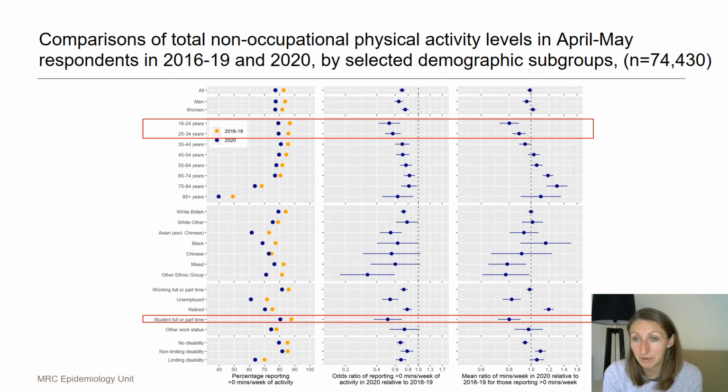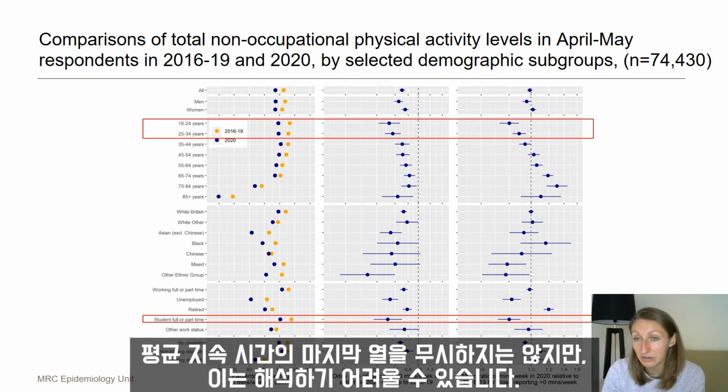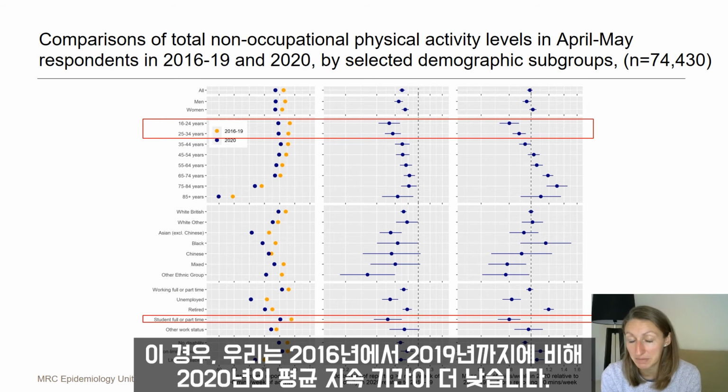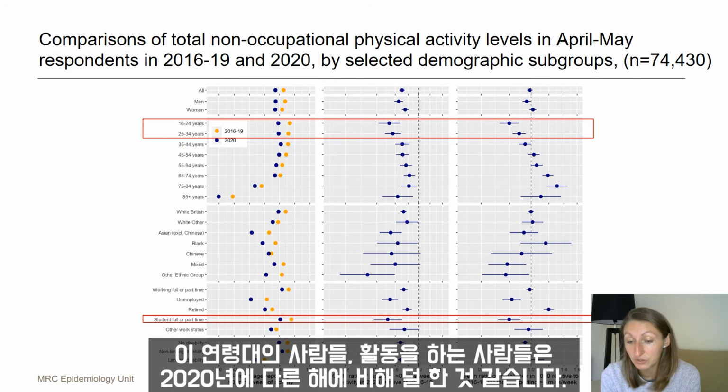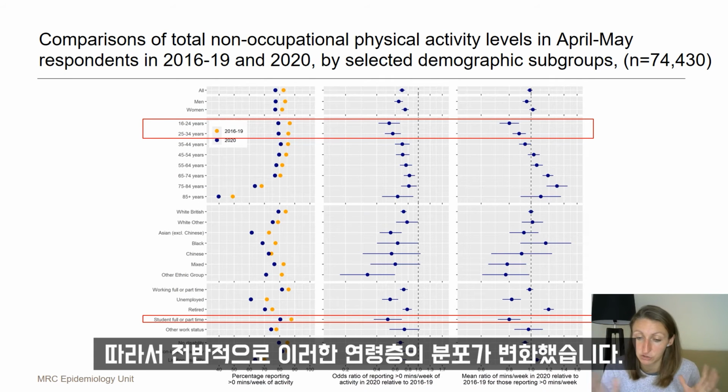I don't want to ignore the final column of the mean durations, but they can be hard to interpret. In this case, we see a lower mean duration in 2020 compared with 2016 to 19. So we can pretty much say that it's not only that more people are not doing any activity, those that are in these age groups, those that are doing activity seem to have done less in 2020 compared with other years. So across the board, the distribution has shifted in these age groups.